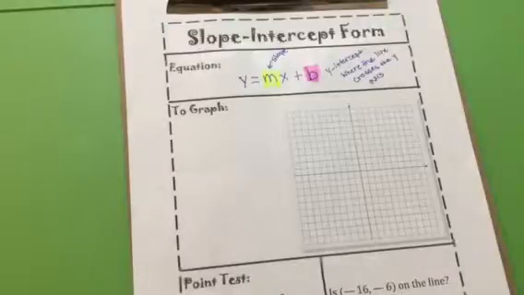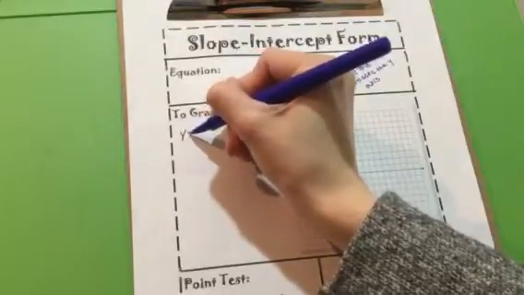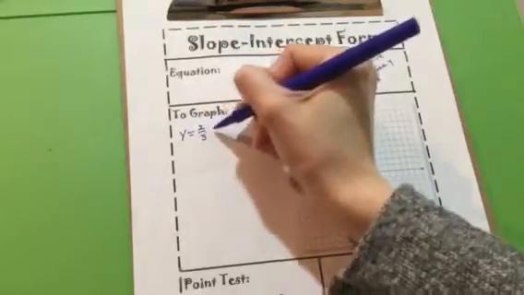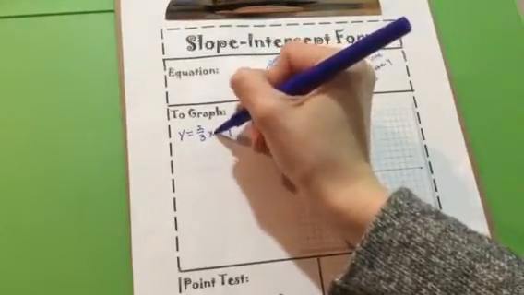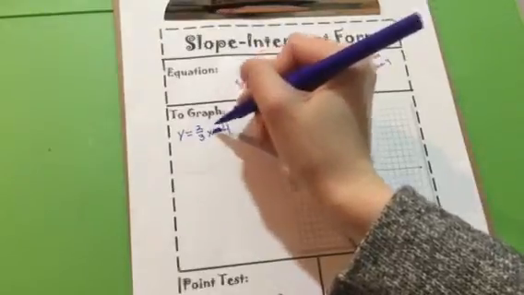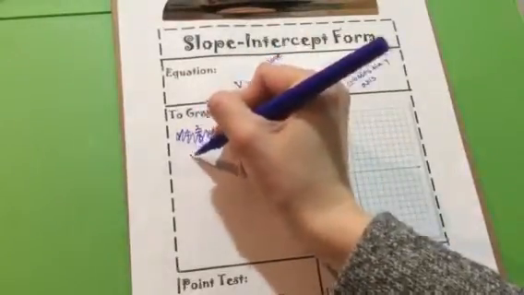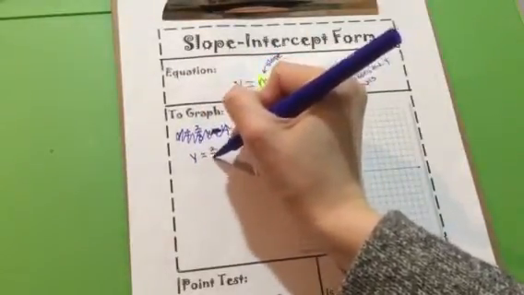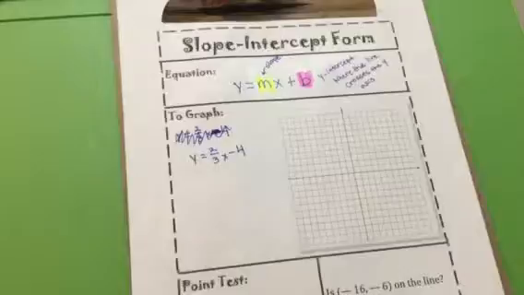All right, so how do we graph using the slope-intercept form? Well, let's say that we have a function and it's a linear function and it's in slope-intercept form. And just for example, I'm going to write one up on the board. Y equals 2/3 x minus 4. Actually, let me just rewrite that for you. Y equals 2/3 x minus 4. I apologize.